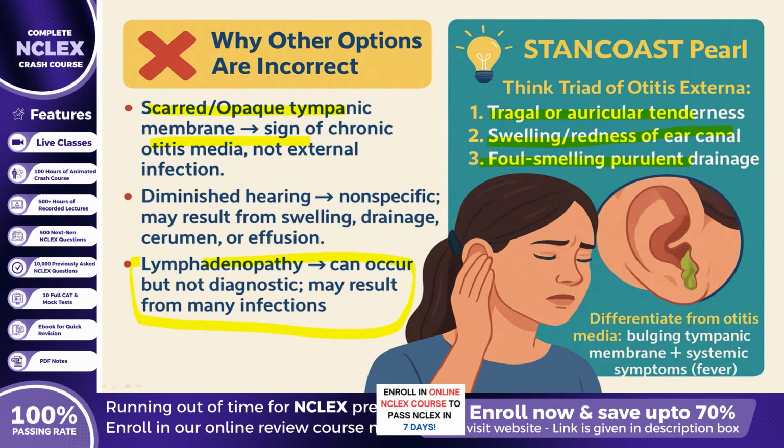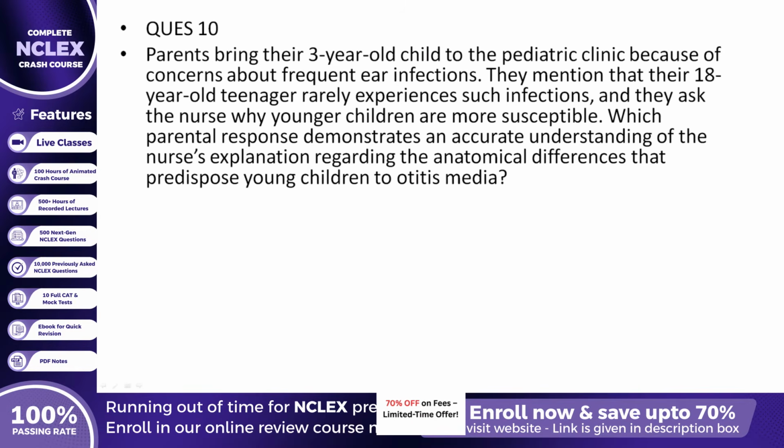Let us move forward into another important pediatric NCLEX scenario that highlights how developmental anatomy impacts disease risk. Parents bring their 3-year-old child to the pediatric clinic because of frequent ear infections. They share that their 18-year-old teenager rarely experiences such infections, and they want to know why younger children are more prone. The nurse explains, and the question asks, which parental response shows an accurate understanding of why young children are more susceptible to otitis media?